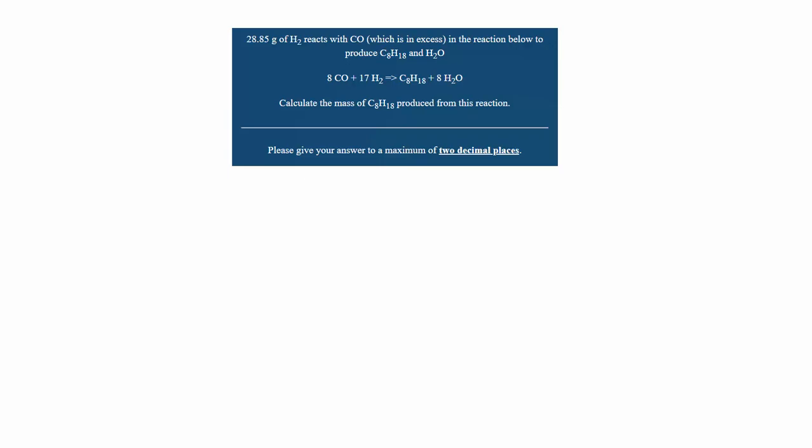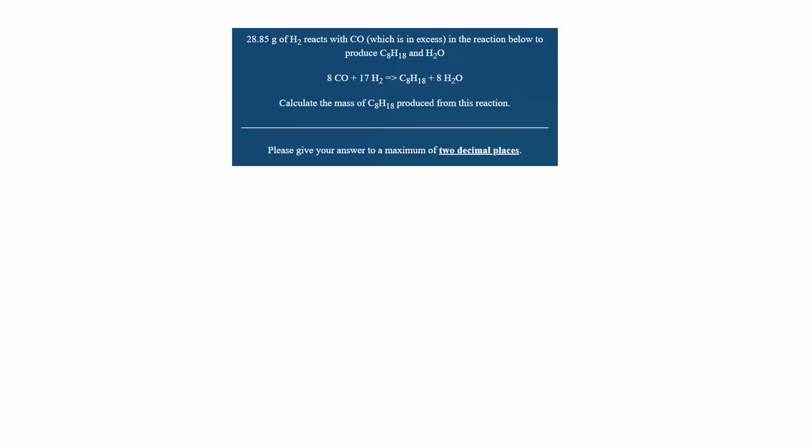Here we've been presented with a reaction. H2 reacts with CO and this produces an alkane, C₈H₁₈, could be a whole number of different things, and H2O. We've been asked to calculate the mass of C₈H₁₈ produced from the reaction.